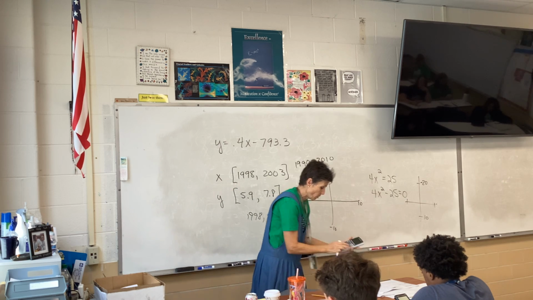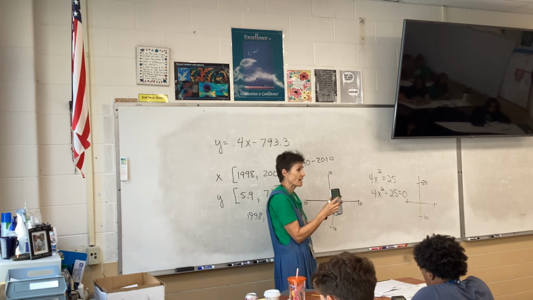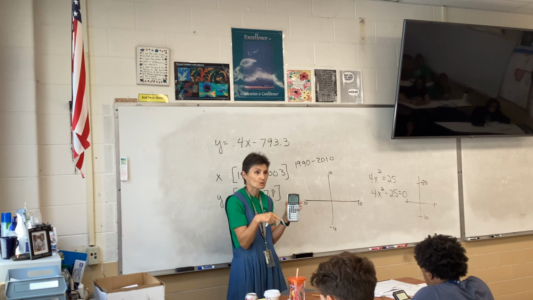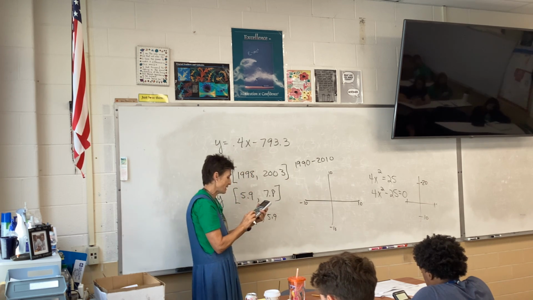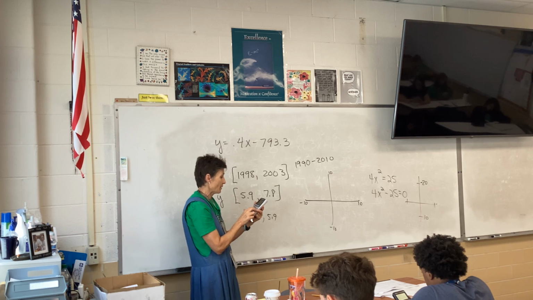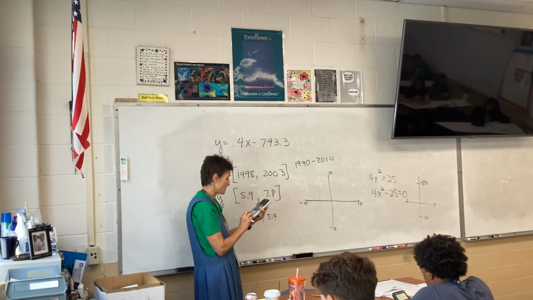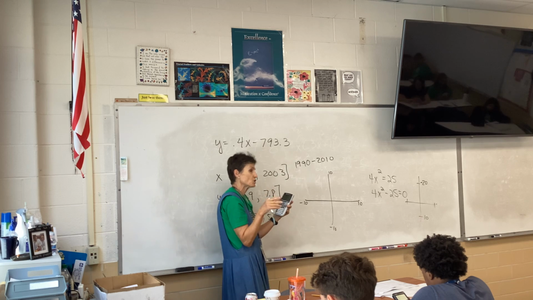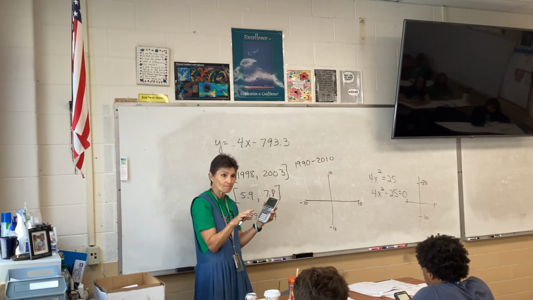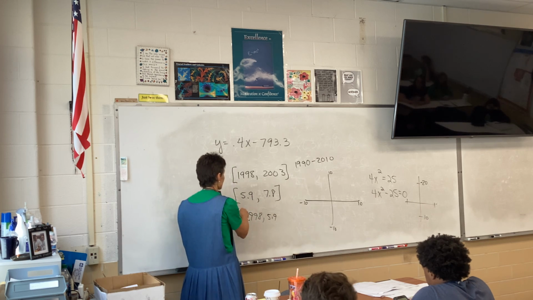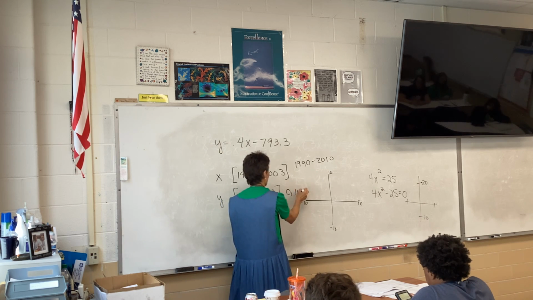So go to window, it's in the top row, that's how you determine how big your screen is. Where it says X min, let's type in 1990. Where it says X max, let's type in 2010. We don't need to change anything else. Those are the X's. Everybody okay with that? Now, what are we going to do with our Y's? Maybe we'll just go 0 to 10.